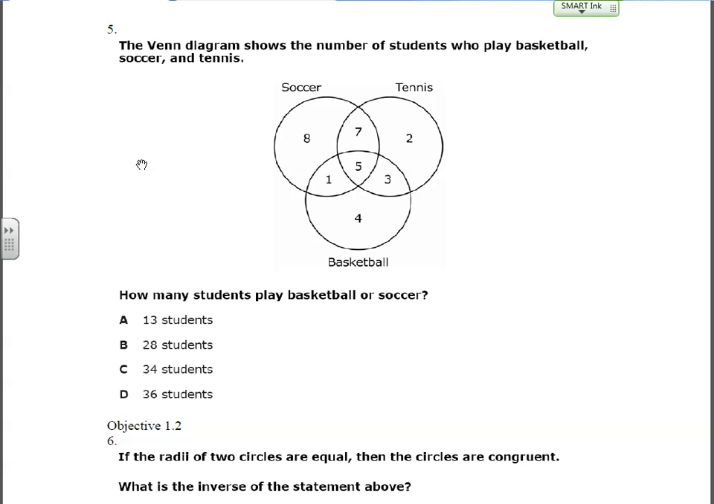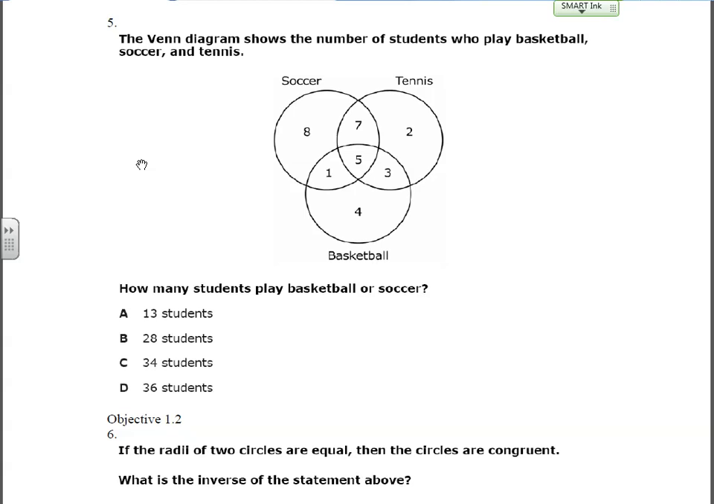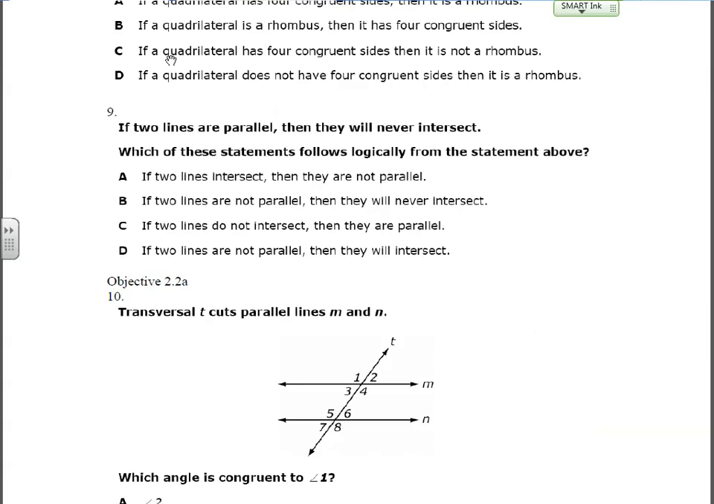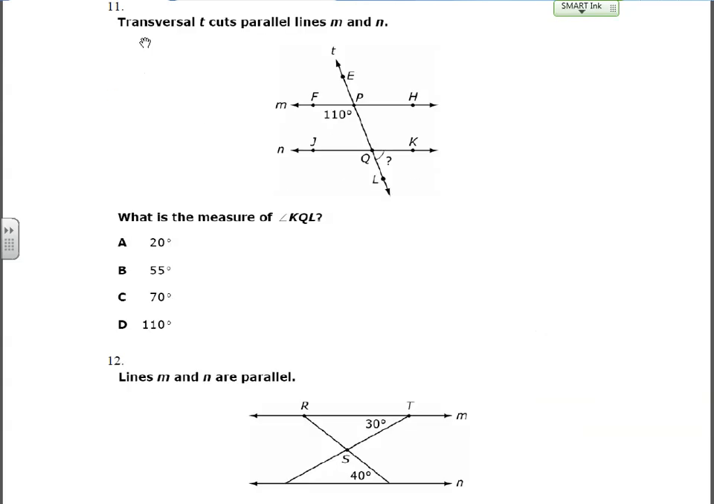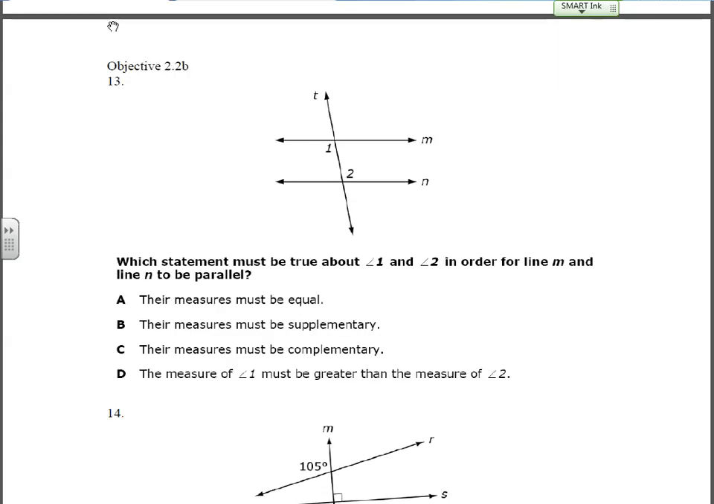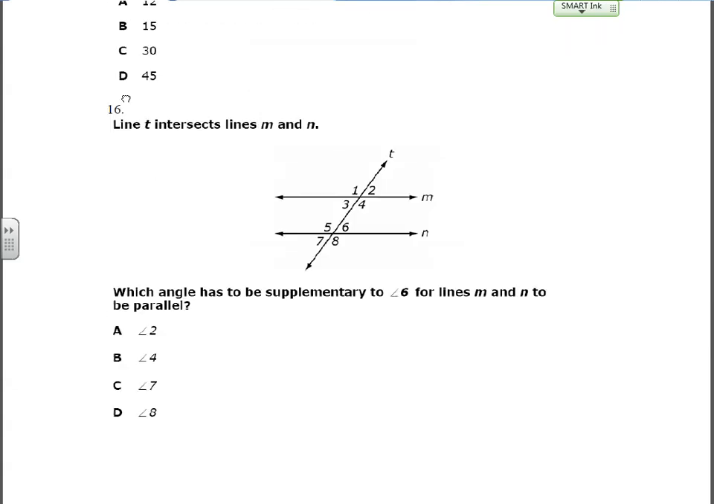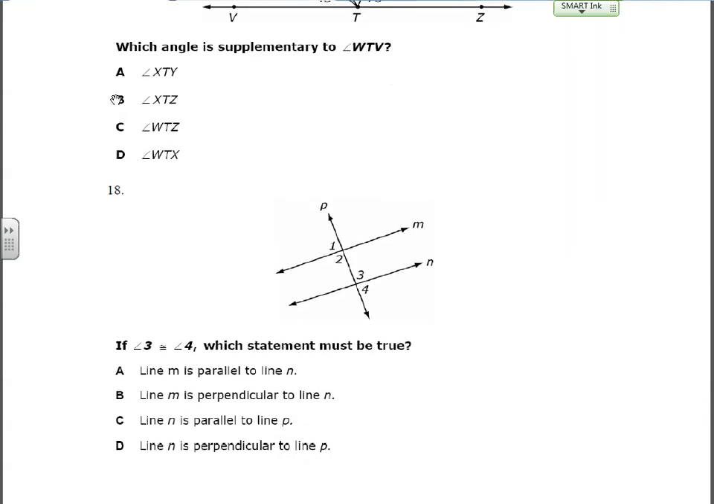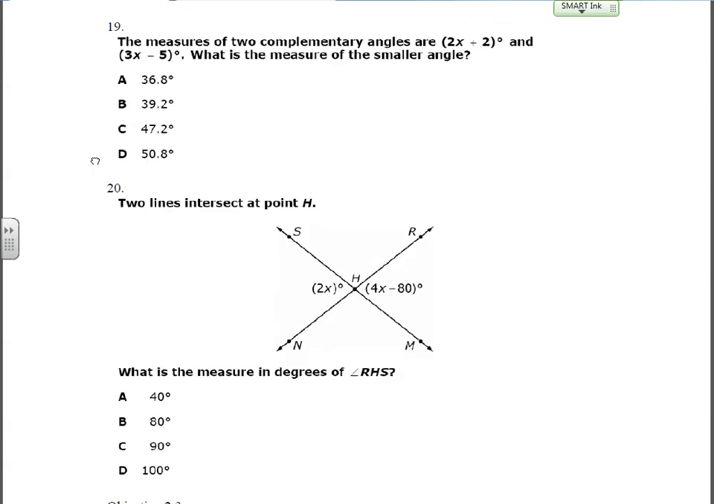Number 17, you have to set up an equation to look at supplementary angles. Any questions? I highlighted on my packet question number 19. I don't remember why off the top of my head, but let's take a look at it. At least they give you lots of space to work in this packet. So 19 says the measures of 2 complementary angles are 2x plus 2 and 3x minus 5. What is the measure of the smaller angle? I don't remember why I highlighted this.